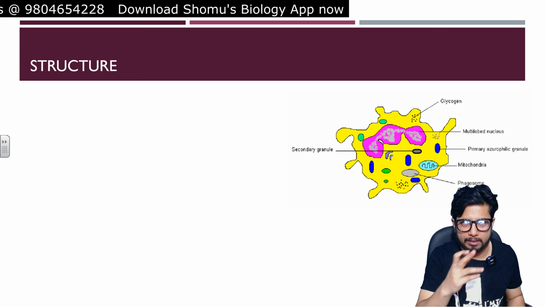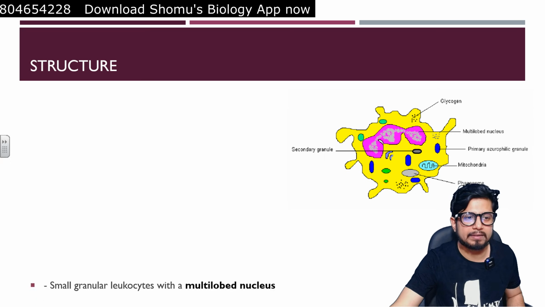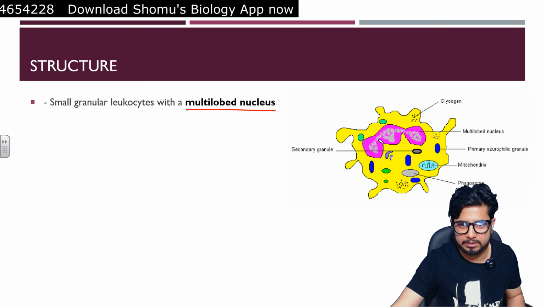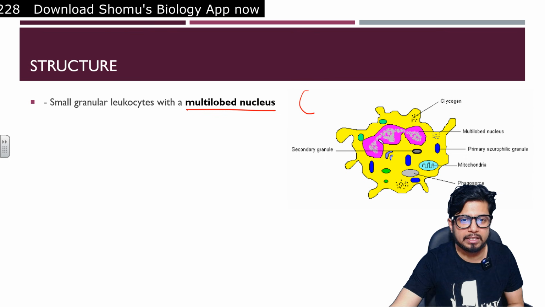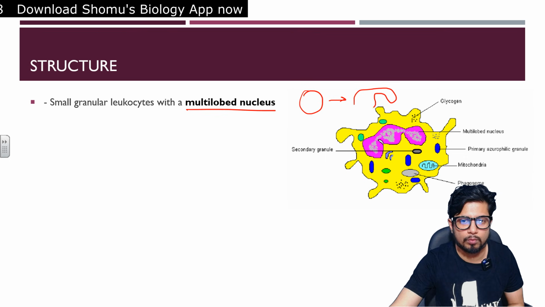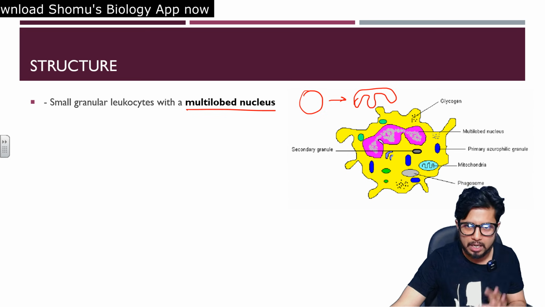Let's start talking about their structure. They have a multi-lobed nucleus. This is the very first thing you can see. This is the nucleus in the pink color, but this is multi-lobed. It's not a single nucleus like that. It is lobed or fragmented like this. Generally, more than 2 to 3 fragments are seen in there.